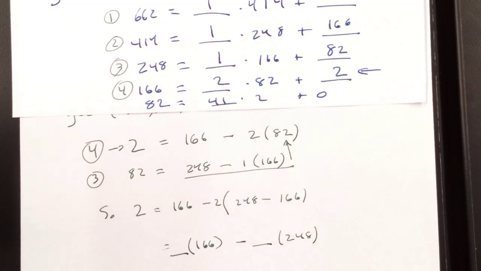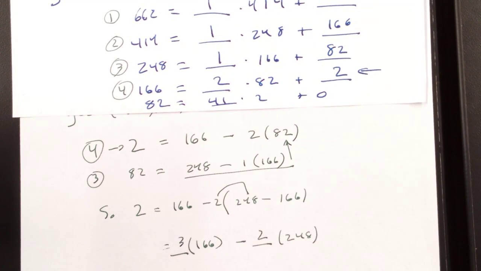I've got 248s, right? And those are being subtracted. How many 166s do I have? I got 3 of them, because I got 1 out front and I got minus minus 2. Okay, 3 of them.